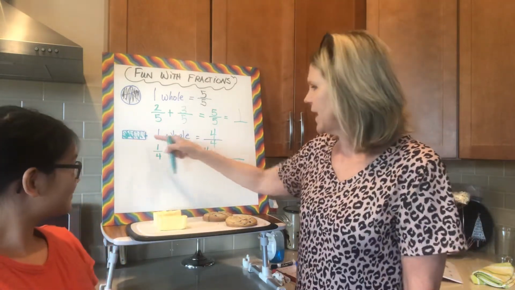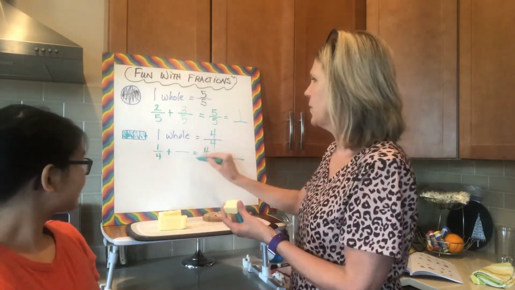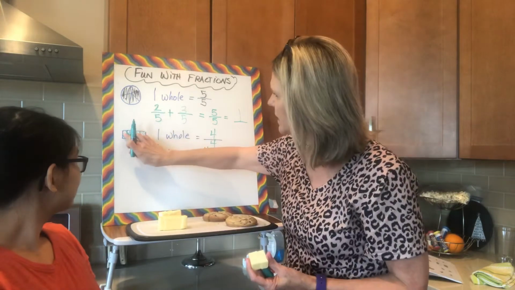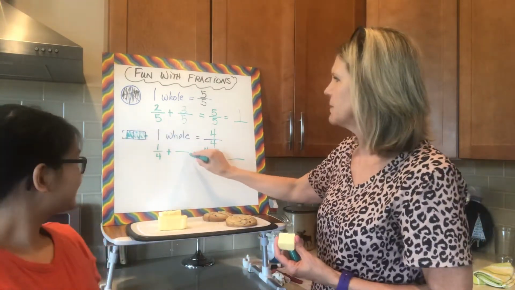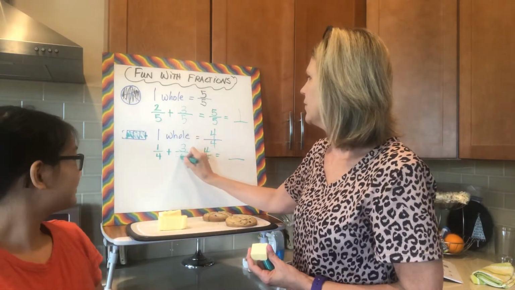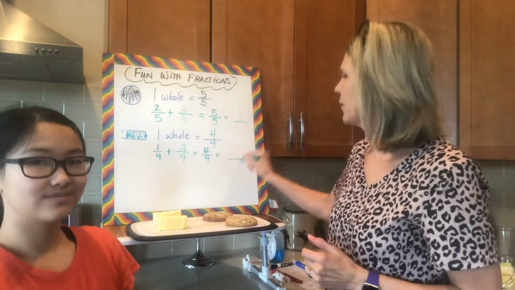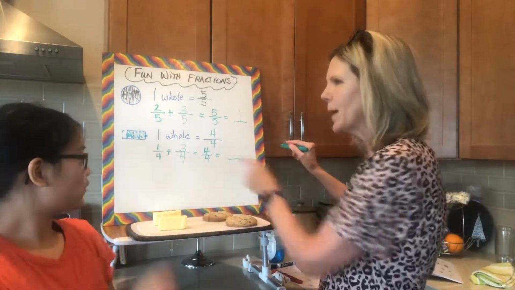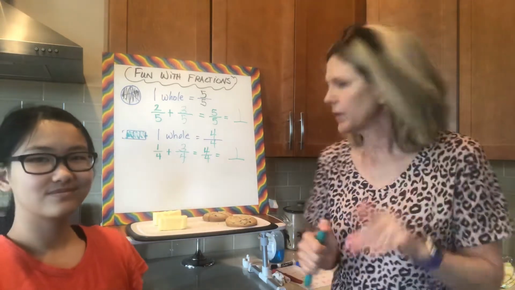Okay. What if I took off 1/4 of my butter? Let's just see, I took off that unshaded part. How many more pieces do I need to make it a whole? You need 3 more. 3/4. Yeah, I need 3/4. I need 3 of those fourths. And it equals 4/4, which also equals what? 1. 1 whole stick of butter. Okay, that's a little review.